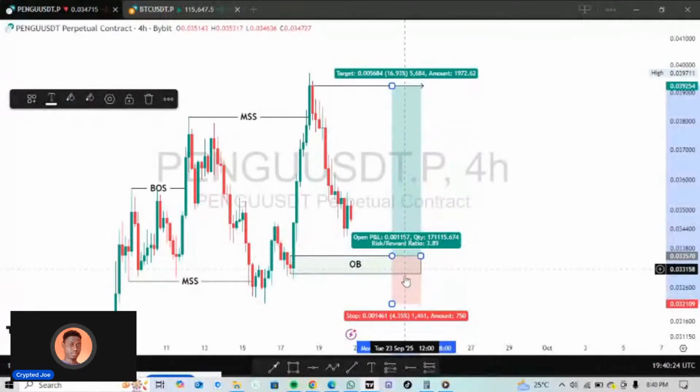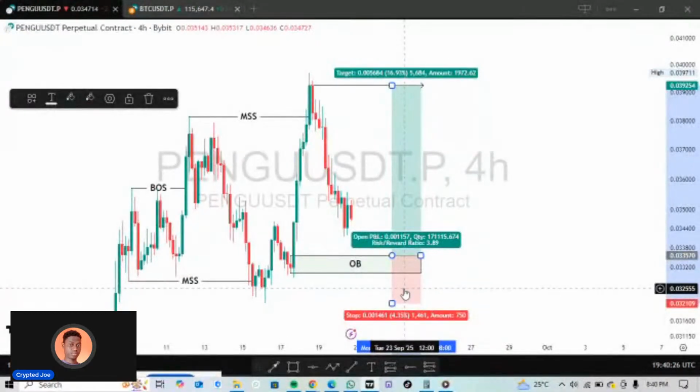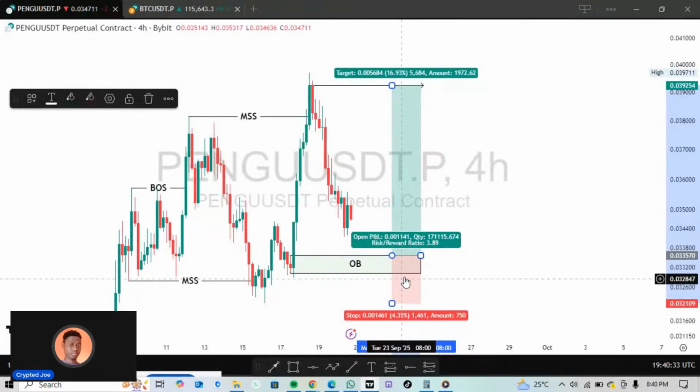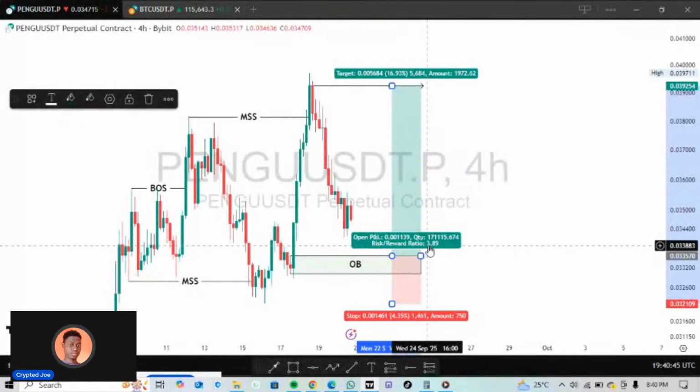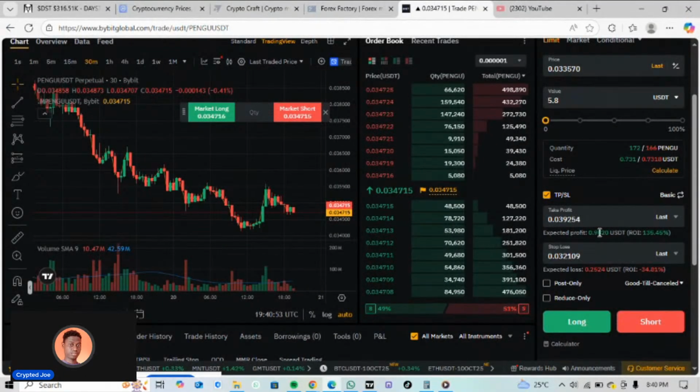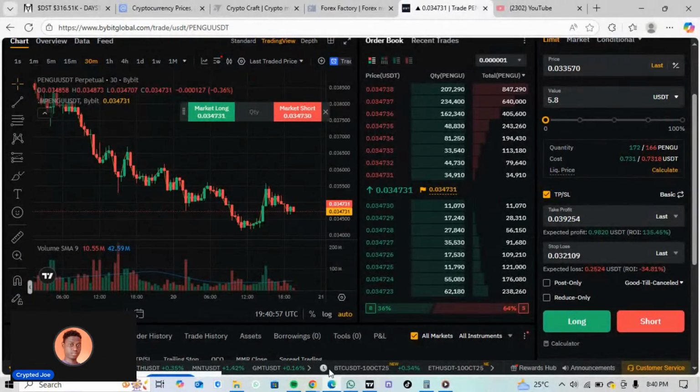So let's say if you are risking $1 on this trade, if it goes to your TP, you will make 3.89 USDT back as your gain. If you risk $100, you will make back 389 USDT, or $389 back. You understand? So we are risking 0.25. When you multiply by 3.89 in your calculator, it will give you this expected profit, 0.9820. So I hope you are all following.